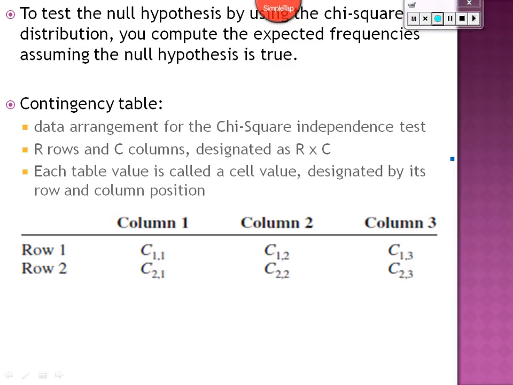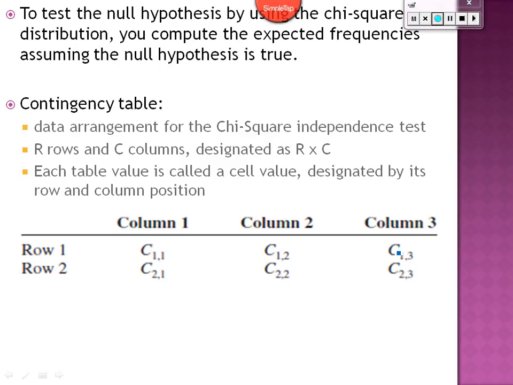Each table value is called the cell value, and it's designated by its row and column position. So we have our first cell value, 1, 1. It's always rows, then columns. The first number designates the row it's in. The second number designates the column it's in. So we have our capital C here just for our cell value. It'd be row 1, column 2. Row 1, column 3. So it looks like a little ordered pair. It's just always rows by columns.